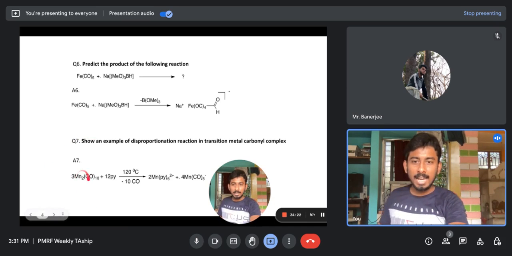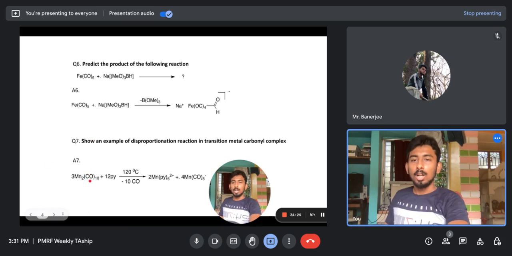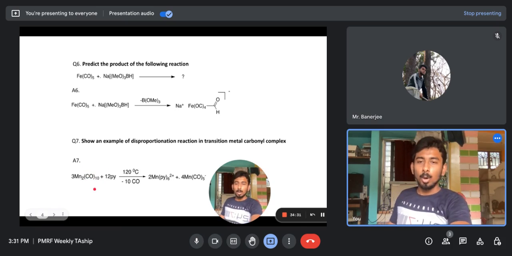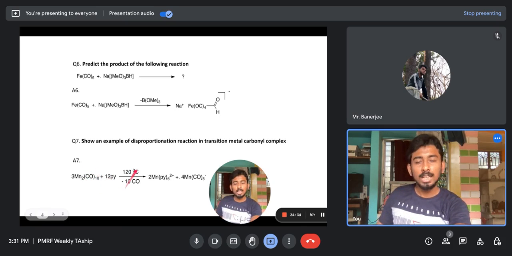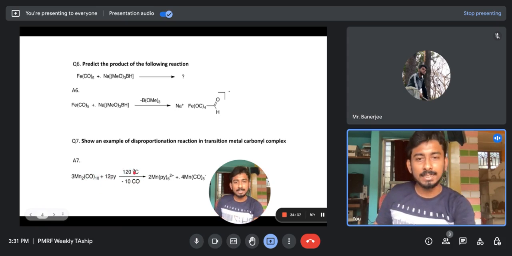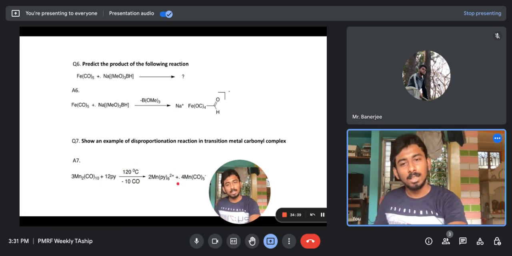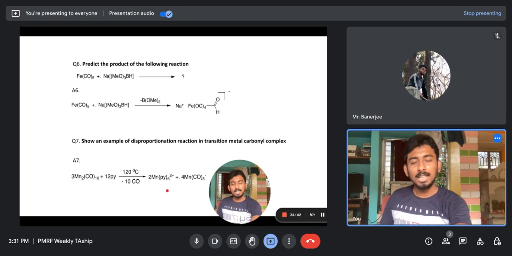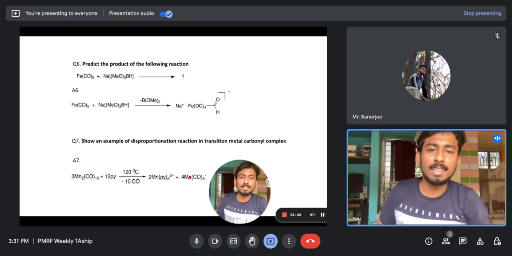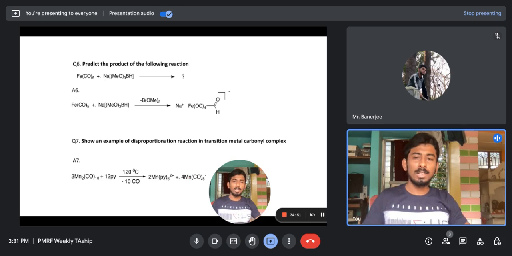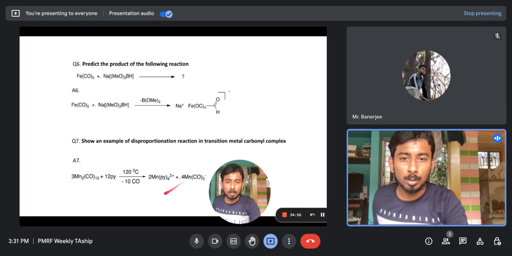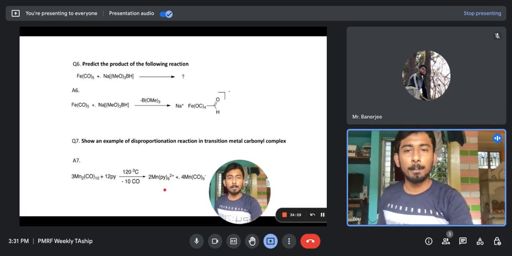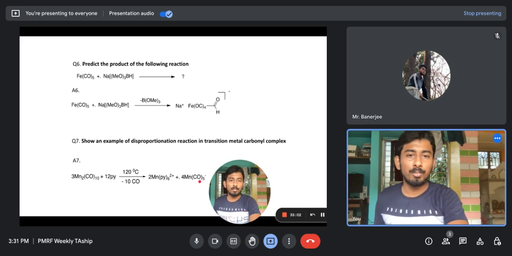In this case, the reaction given is Mn2(CO)10, decacarbonyldimanganese, a very well known yellow colored organometallic complex. When it is reacted with 12 moles of pyridine at a very high temperature, 120 degrees Celsius, it produces two species. The first species is [Mn(Py)6]2+, and the second is [Mn(CO)5]-. The balanced equation is 3 Mn2(CO)10 + 12 Py, with all the CO molecules being eliminated, producing 2 moles of [Mn(Py)6]2+ and 4 [Mn(CO)5]-.